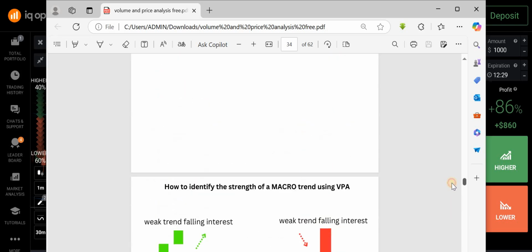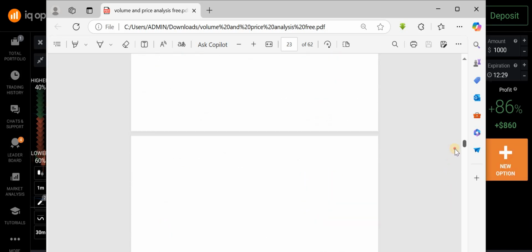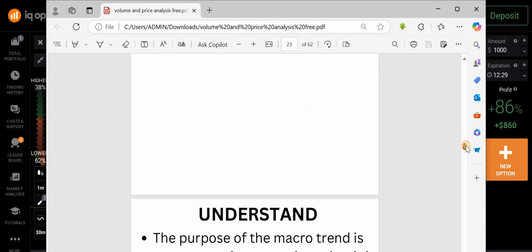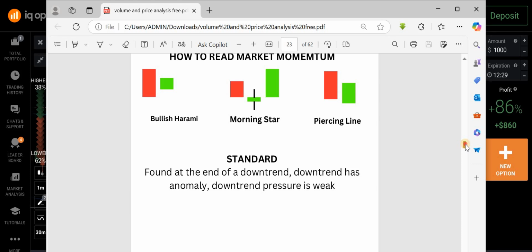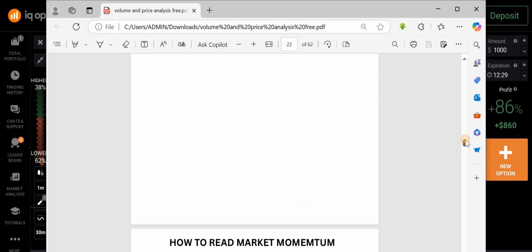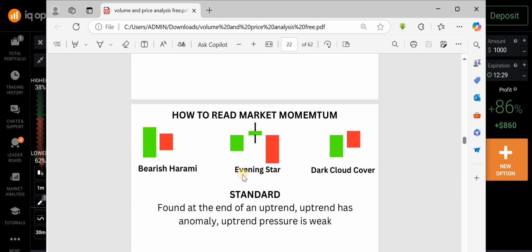This is just a short version. The complete ebook goes a long way to explain so much about candlestick analysis. You can see how to read momentum. These were the candlesticks I explained just now, not quite long ago: the reversal candlestick, the engulfing, the evening star.